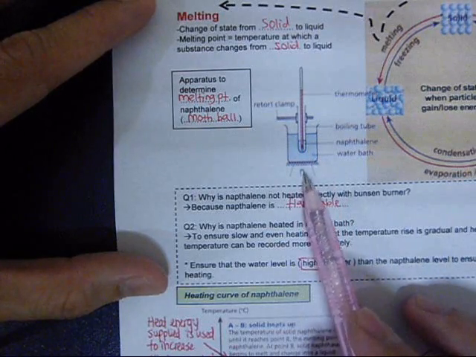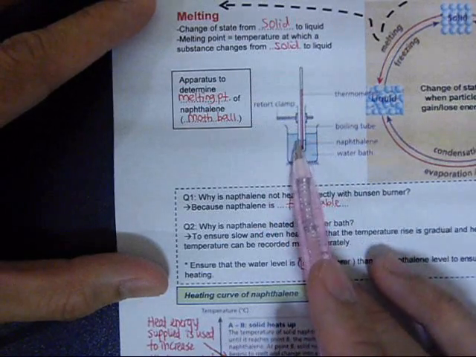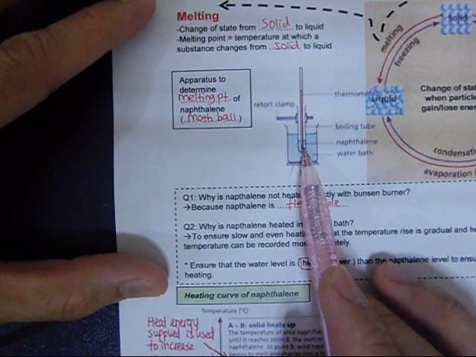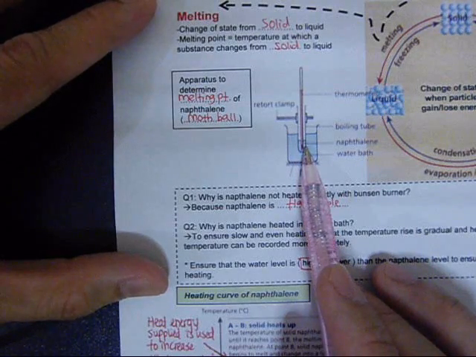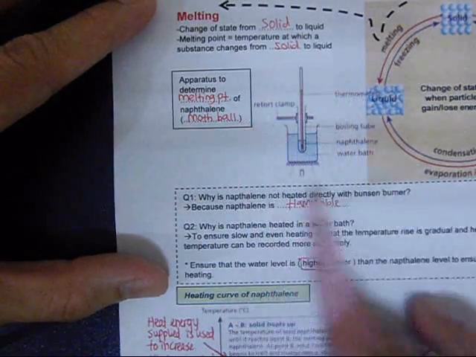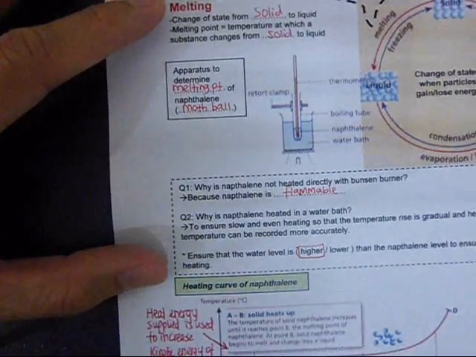Then what we do is we heat the water. When the water boils, the temperature of the naphthalene would increase as well. Then slowly the naphthalene would melt. This whole apparatus is to determine the melting point of a solid, any solid.